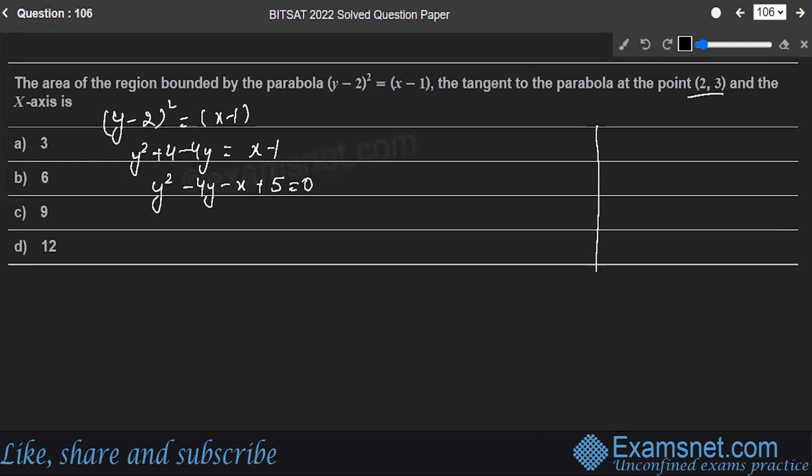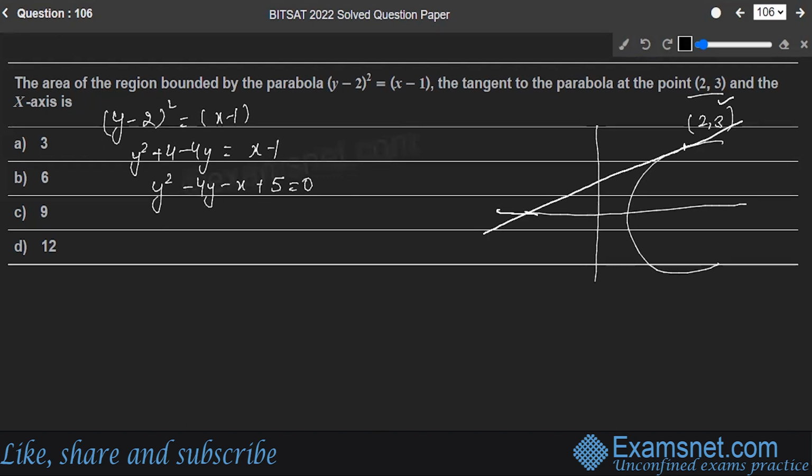So this parabola, first of all, will look something like this. This is the parabola, and let's say this is the point 2, comma 3. Let's make a tangent. So this will be the tangent. Now you have to find out the equation of the tangent. Okay, we have the point. We need to know the slope of the tangent.